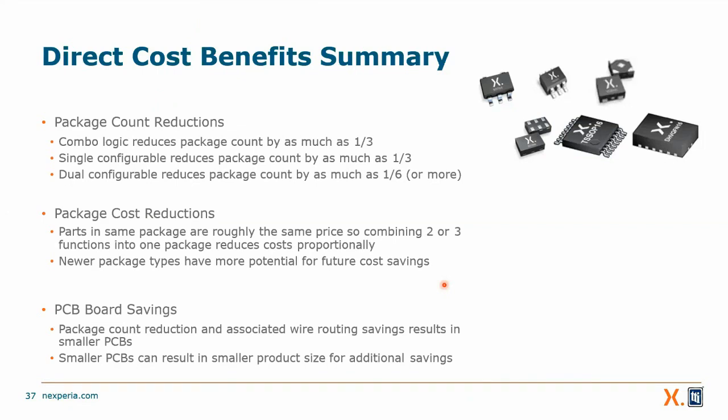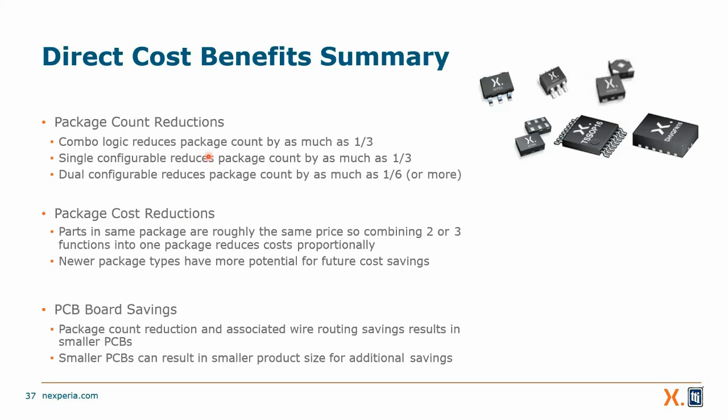Anytime I can remove a package, I'm saving money. Let's face it, most packages all cost about the same amount because you're really paying for more package than silicon at this commodity level. So if I can get rid of a package, that is a very specific amount of money that I can save on my bill of materials. So the devices, the innovations which give me package count reductions, I can use combination logic, which will reduce my package count by as many as a third.